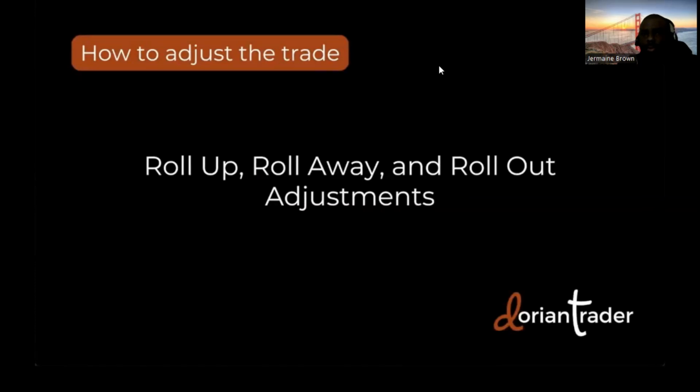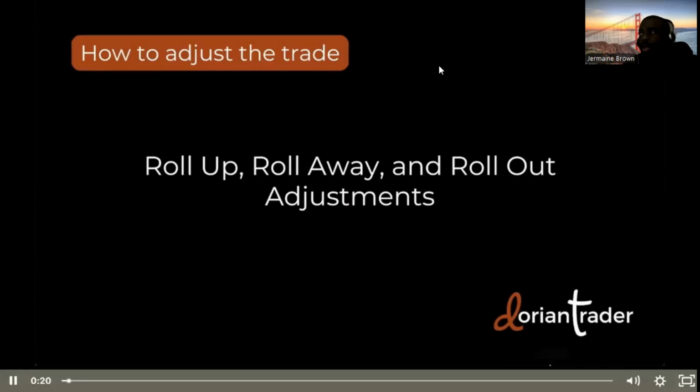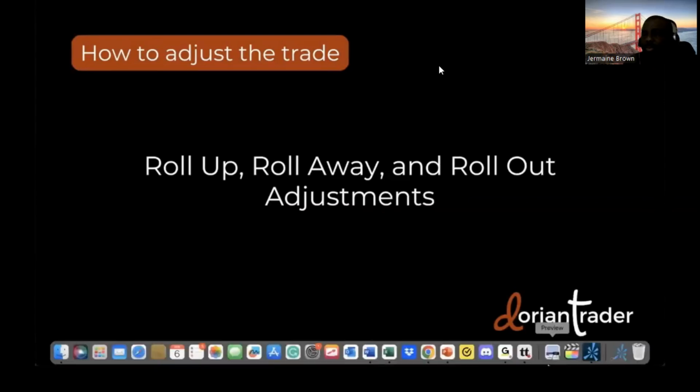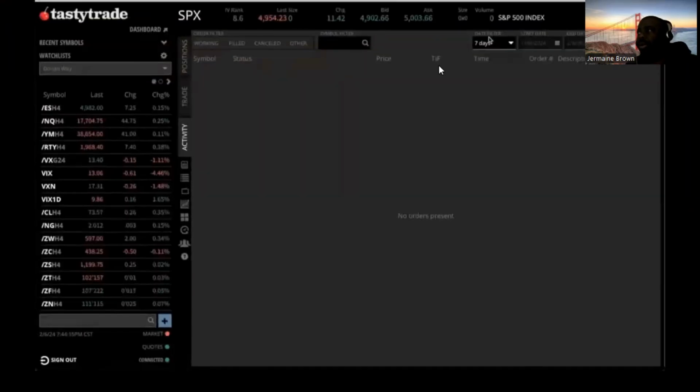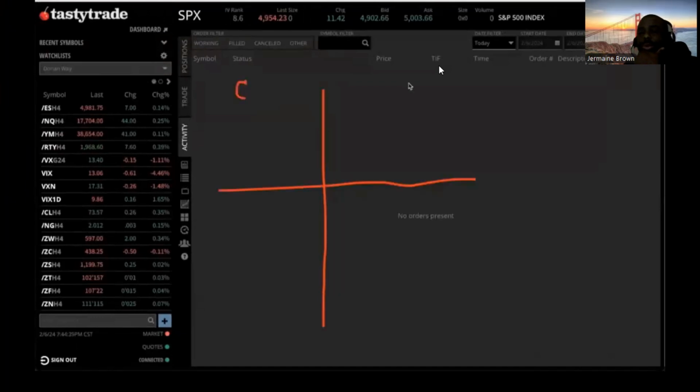Adjustments. So let's jump over to this Tasty Trade platform and let's make some white space here. If you are looking at an option chain, it's going to look similar to this. You can have calls to the left, you can have puts to the right. This right here is going to be the at the money line, the ATM.